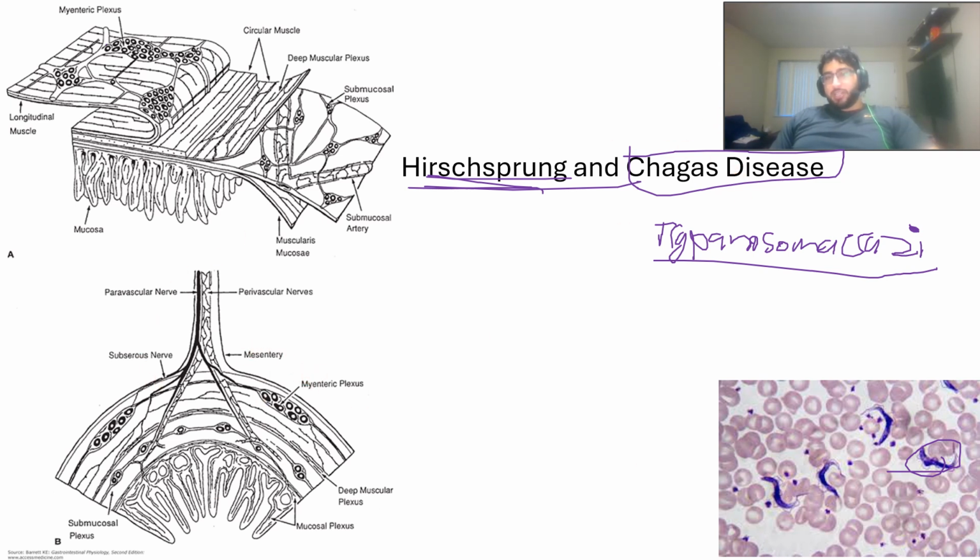You can also get Chagas disease in the esophagus. So you can have problems in the colon. You can also get dilation of the esophagus. So big heart, big esophagus, big colon. I think that covers most of it.